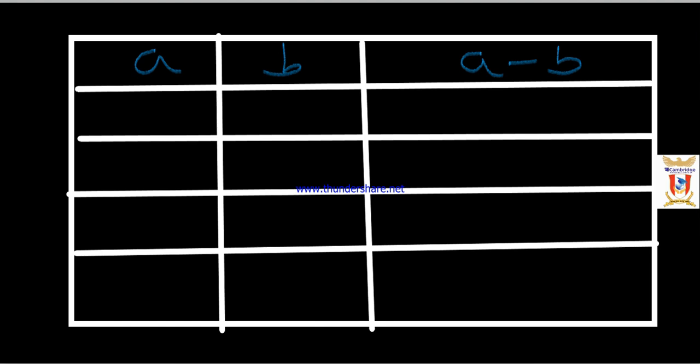The second arithmetic operation is binary subtraction. Let's see the rules for this. First, if A is 1 and B is 0, the answer will be 1, just like normal mathematics. 0 minus 0 will be 0.